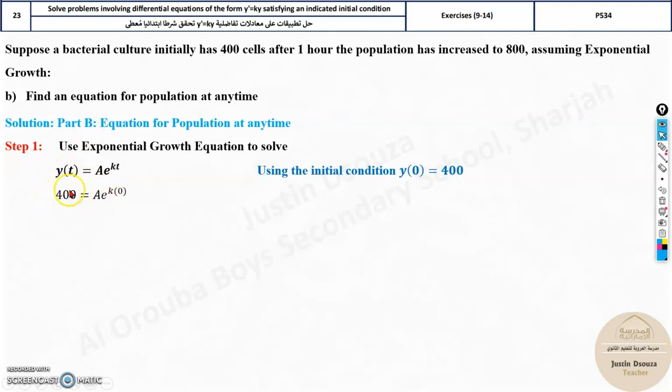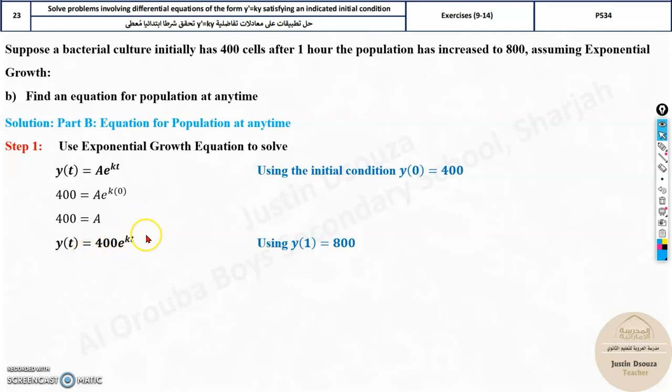Just double checking. 400 equals A e to the power k into 0. What is anything to the power 0? It's 1. So this is gone, 1. So A value is 400. So we can write A as 400. That means y of t equals 400 e power kt.